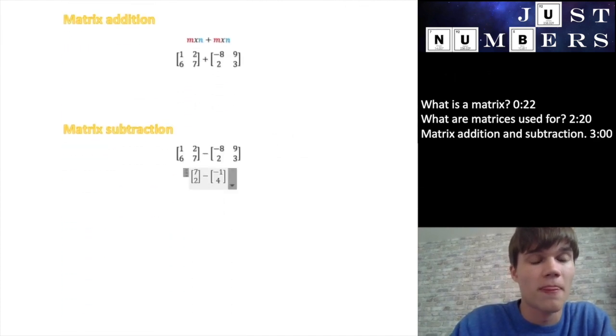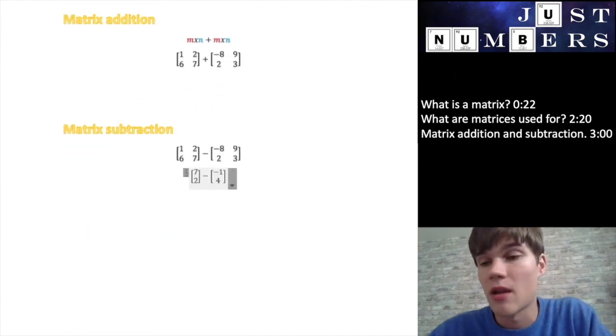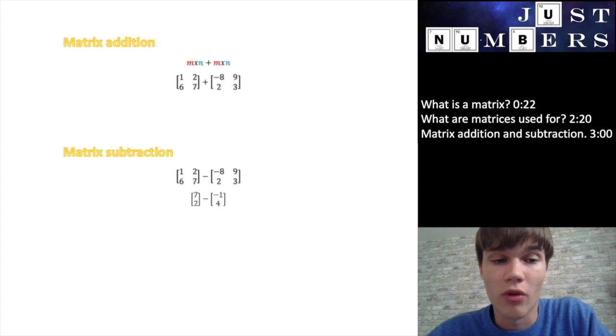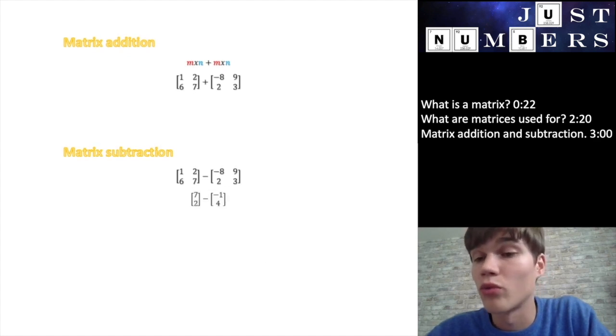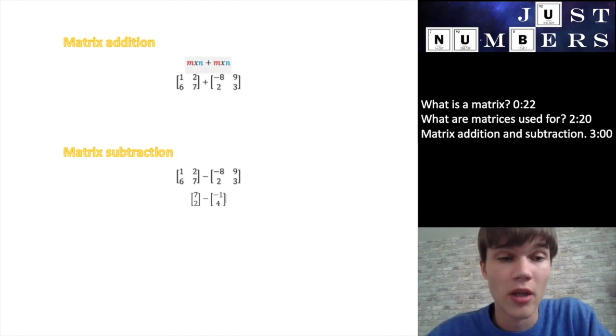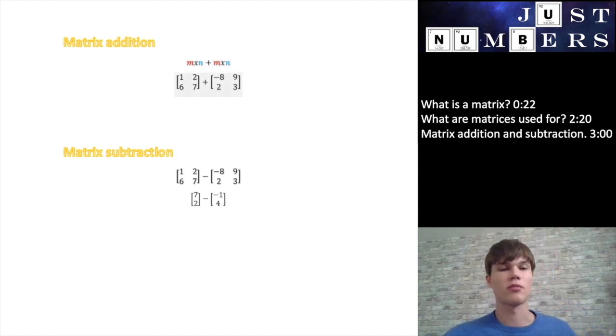Okay, so matrix addition and matrix subtraction. First of all, there's one important rule when you add and subtract matrices, and that is that you need to have the same amount of rows and columns before adding or subtracting them. So here the amount of rows should be the same, and the amount of columns. Okay, so let's just begin.